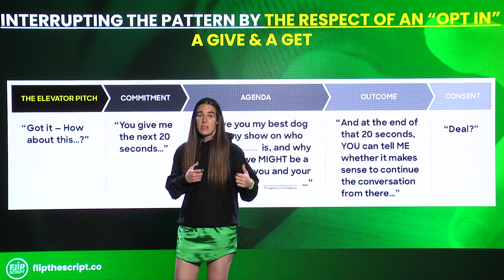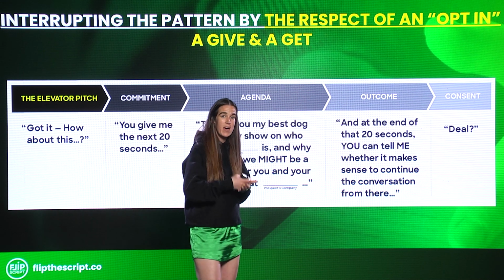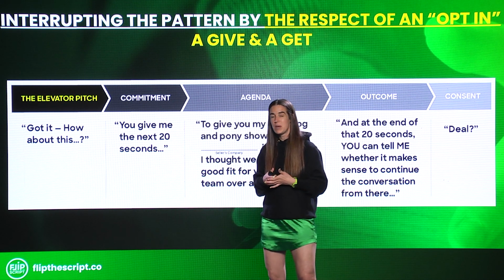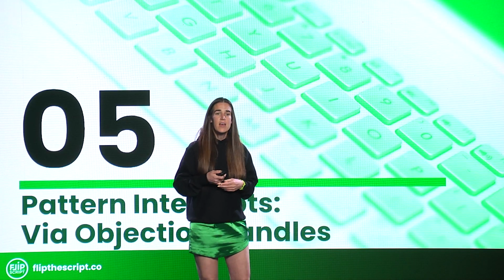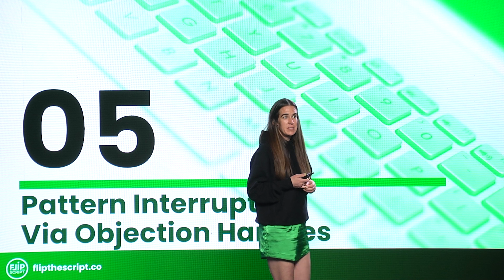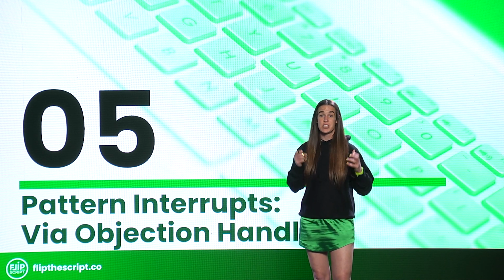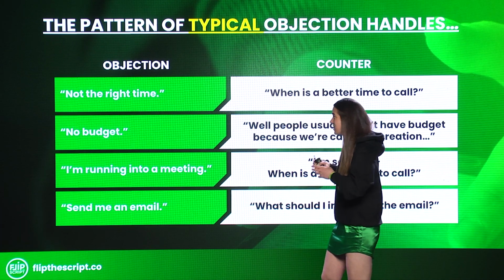But the point being, this is going to be a pattern interrupt, because the normal pattern is either to go ahead and pitch without asking them, or to ask for the ability to pitch but not give them any kind of reward in return. So the third type of pattern interrupt, and then we'll go into pattern number 2, is the pattern interrupt of objection handling.